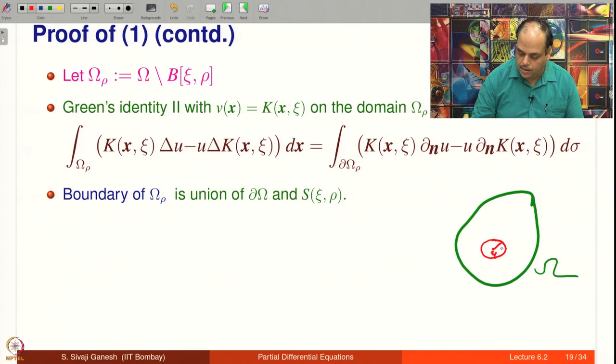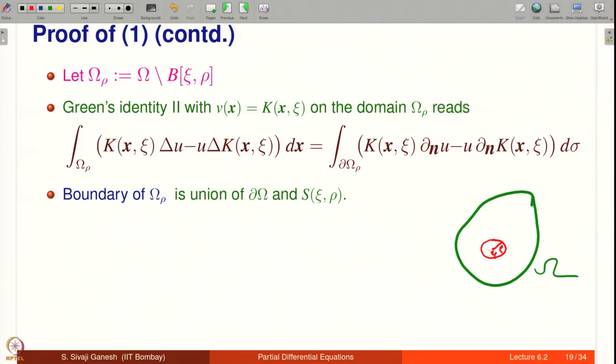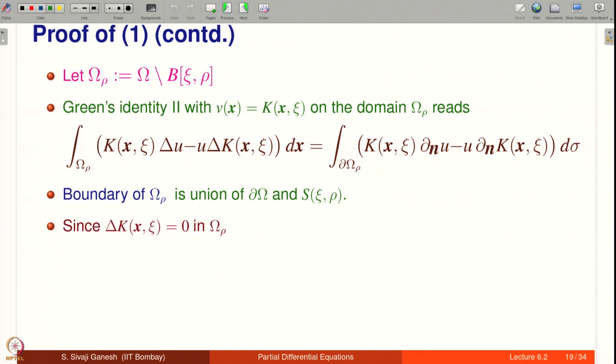This is the ball of radius rho around xi, I am removing this. So, this is my domain, where is the domain? This is the domain. This domain has two boundaries, one is this boundary and one is this boundary. Since the Laplacian of k is 0 for x different from xi, and now in omega rho there is no xi, xi is taken out. Therefore, this is 0 and hence this term drops out.